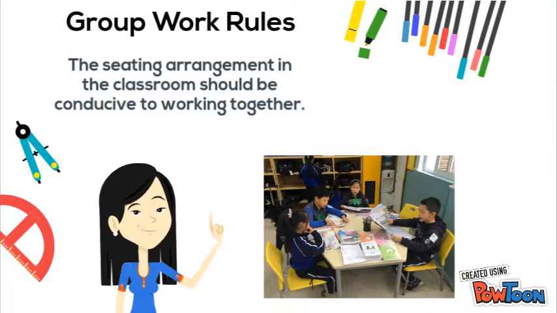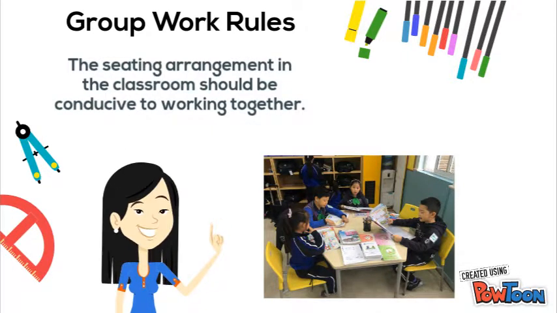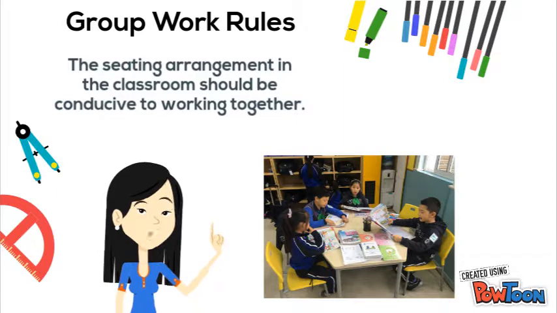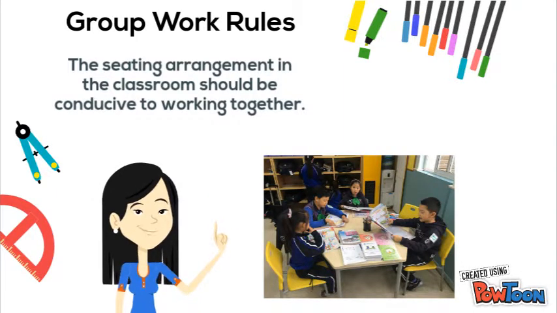The seating arrangement in the classroom should be conducive to working together. In one of our classrooms, for example, desks are put into small groups to make it easy to transition to group work from whole class without having to move tables around or transition to another part of the classroom.